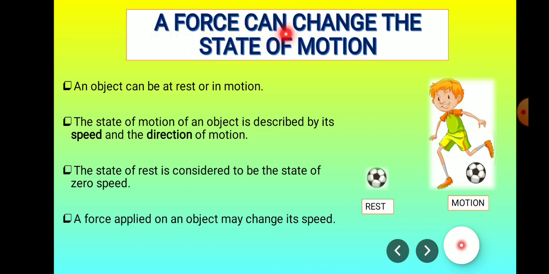A force can change the state of motion. An object can be at rest or in motion. The state of motion of an object is described by its speed and direction of motion. The state of rest is considered to be a state of zero speed. When a force is applied on an object, the object comes in motion and the force applied on an object may change its speed.